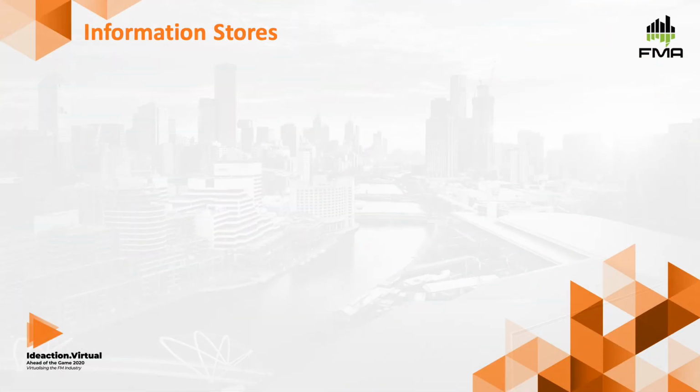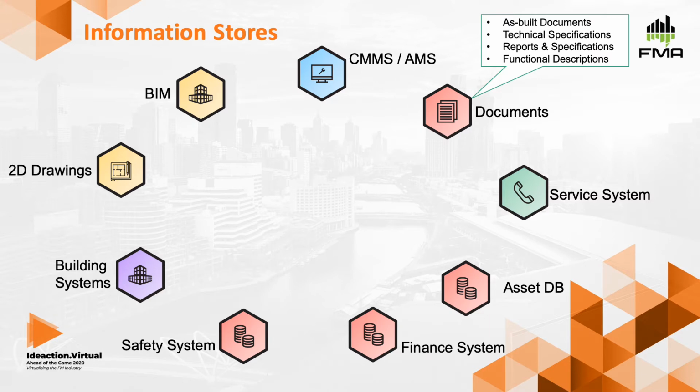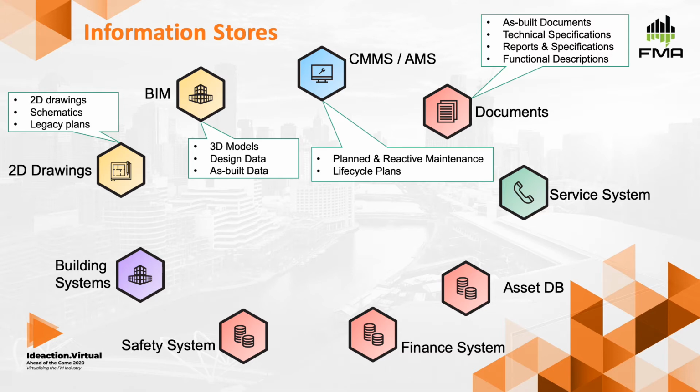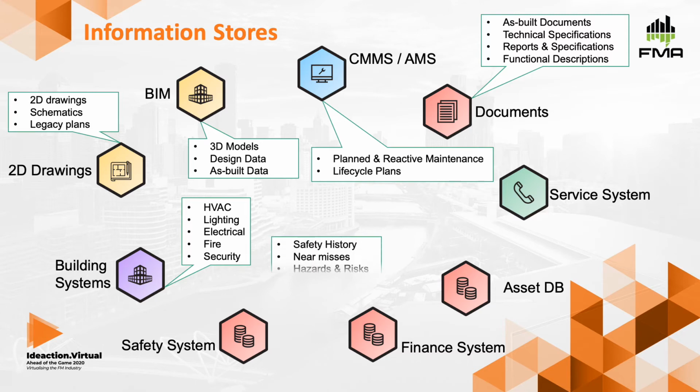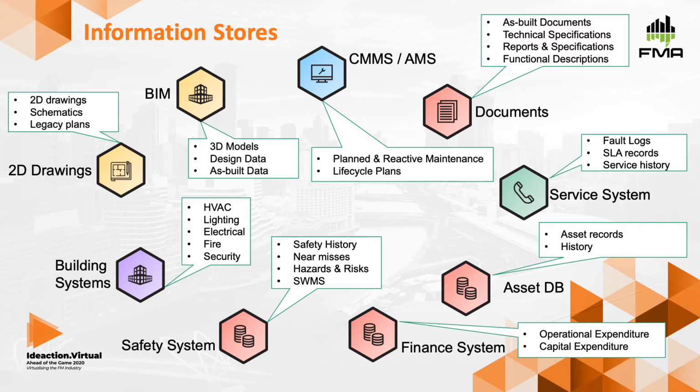So let's look at the information stores. This is not all of them, but the major ones. We have documentation, FM systems for planned and reactive maintenance and life cycle, BIM, 2D drawings such as electrical schematics will always have a place, building monitoring control systems, safety and OH&S systems, finance for capital expenditure and planning, the asset database, service systems, and let's not forget the Internet of Things in the cloud raining data into databases.